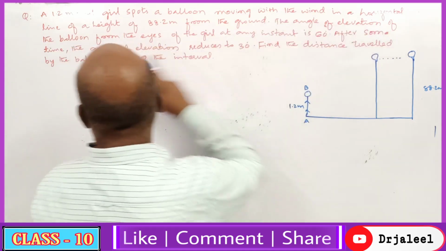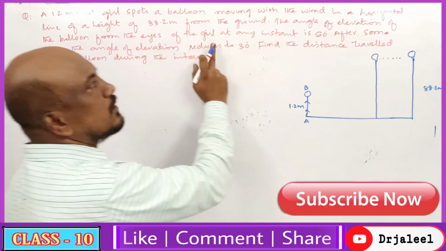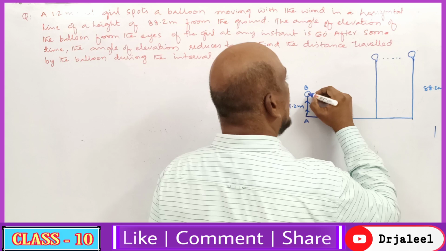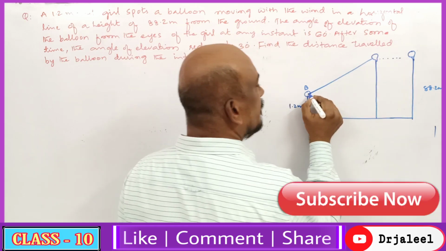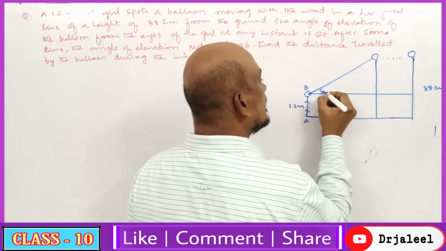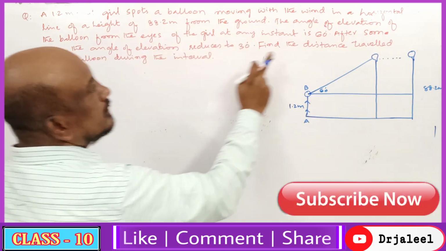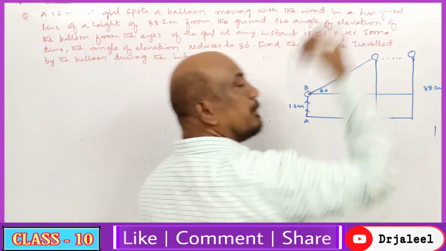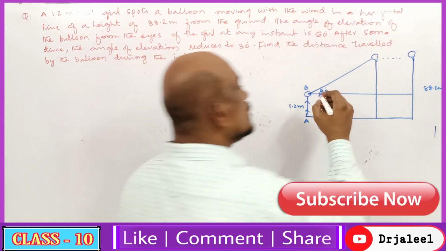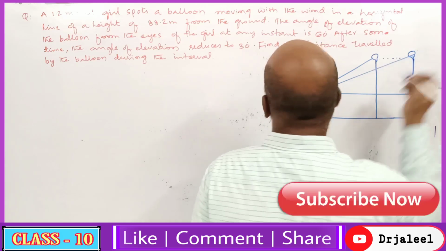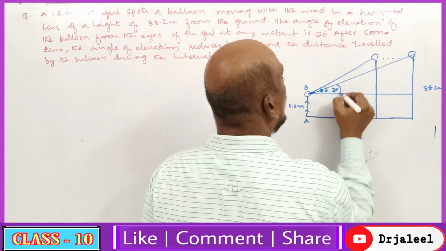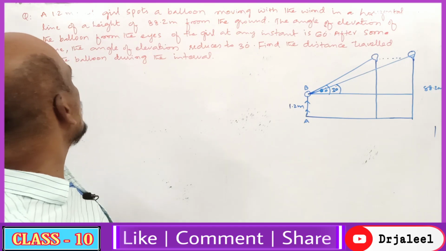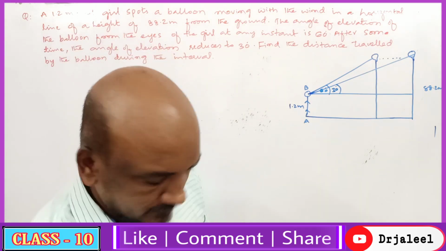The angle of elevation of the balloon from the eyes of the girl at any instant is 60 degrees. So at the first instant, the angle of elevation of the balloon is 60 degrees. After some time, the angle of elevation reduces to 30 degrees, meaning the balloon has moved forward. Find the distance travelled by the balloon during the interval.